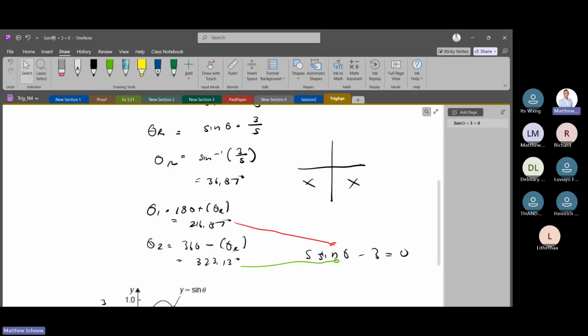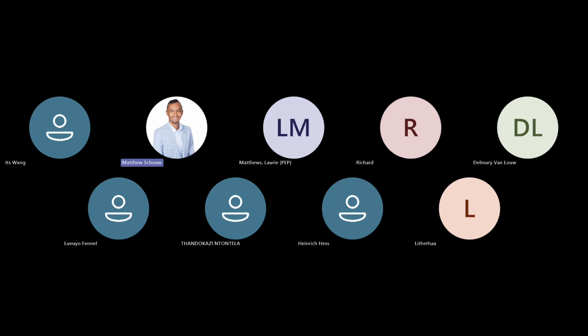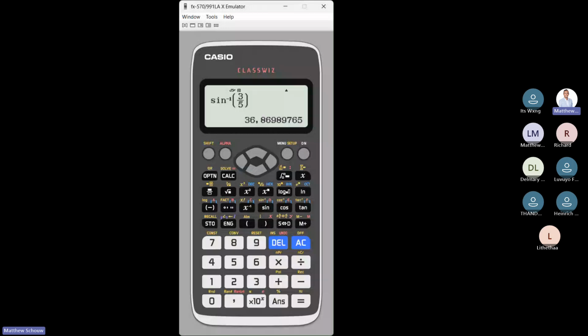So I'll quickly do that. That's how you can actually know whether you're right or not, just by the way. So I'm going to share the calculator quickly, then you're going to see what I mean. Okay. I believe you can see it. So the first one was 5 sine 216.87 minus 3. Plus 3, sir. Plus 3. Okay, yeah, it was negative on the other side.